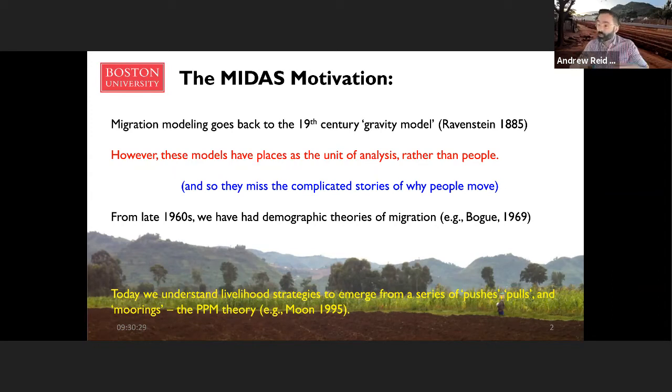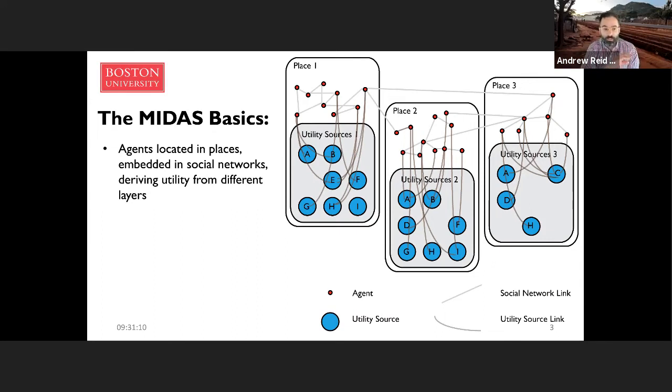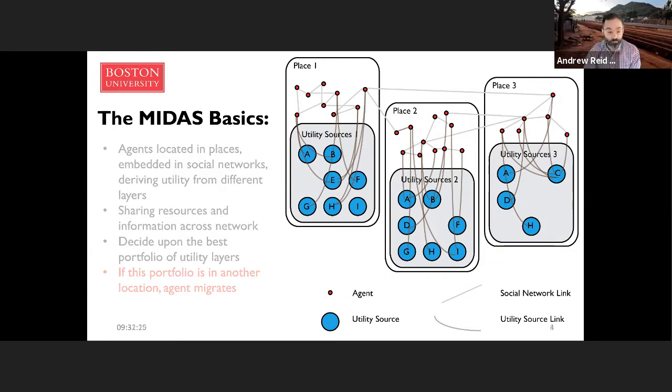And today, I think we very well understand livelihood strategies as emerging of a simultaneous calculus of a lot of different things. One of the theories that embodies this well and upon which a lot of MIDAS is based is the push-pull mooring or PPM theory. So very, very quickly, the basics of MIDAS and what it does, we have individual agents located in places, embedded in social networks and sharing information, sharing resources, and deriving utility from different sources in the place that they are. They're periodically making decisions about what is the best portfolio of options for them. And if it's the case that that best portfolio is somewhere else, then they'll move.